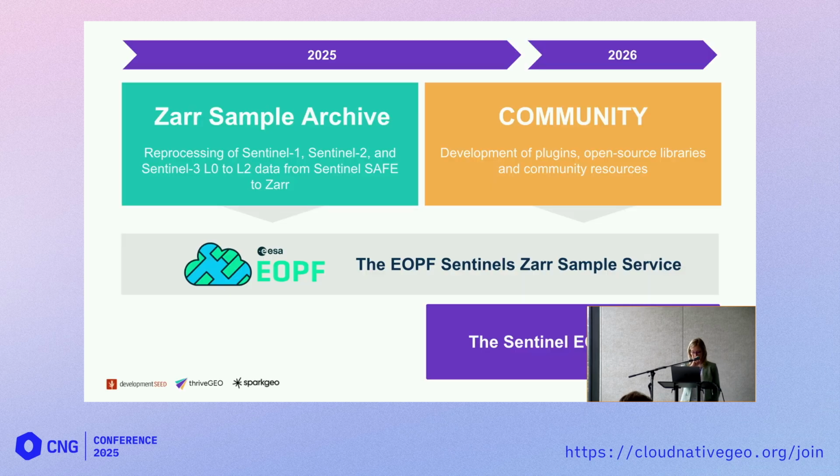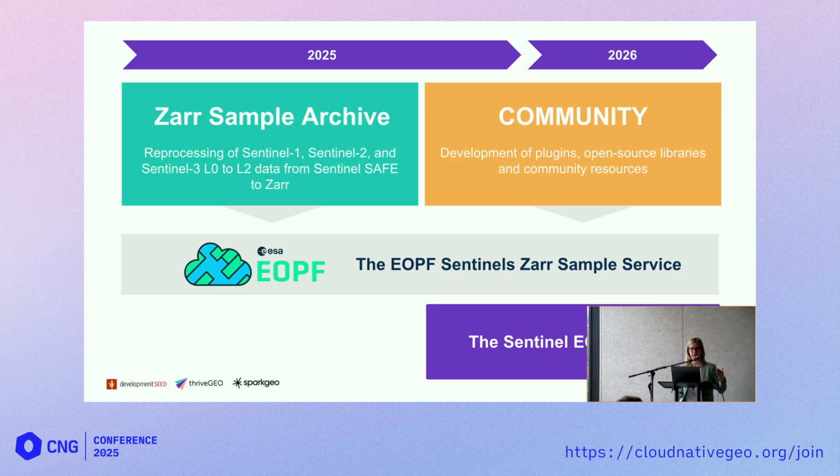And there's also a set of activities. So when we come back to our graphic with the 2 main activities, the activity to reprocess the Sentinel data just started already, and they release on a rolling basis the Zarr sample archive. And now we have 2 additional activities for community uptake. The one activity is called the EOPF Sentinel-Zarr Sample Service. So they do the reprocessing, and they also have a set of activities.